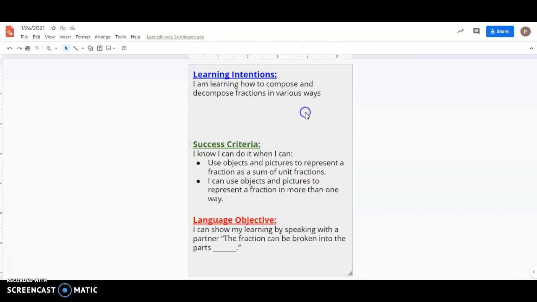Today, we're going to go one step further. We're going to compose, or put together, and decompose, or take apart, fractions in various ways, meaning there's more than one way to do it. So we're going to use objects and pictures to represent a fraction as a sum of unit fractions. So this is continuing our work from yesterday. And then we're going to learn even more ways to do it. So we're going to use objects and pictures to represent a fraction in more than one way than just the sum of unit fractions. So let us begin.